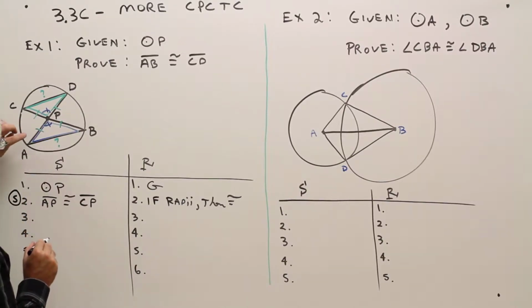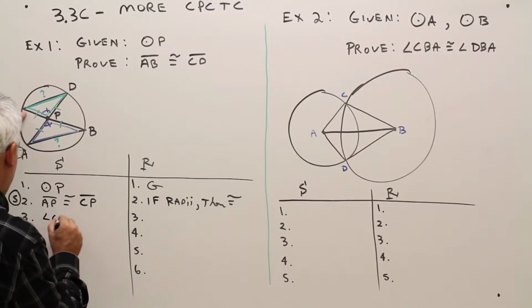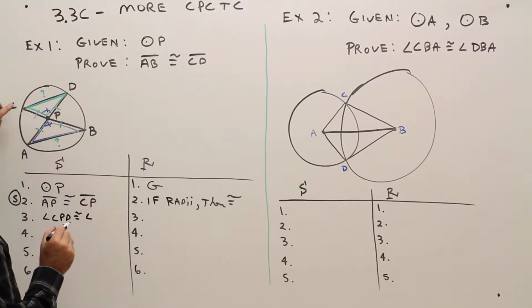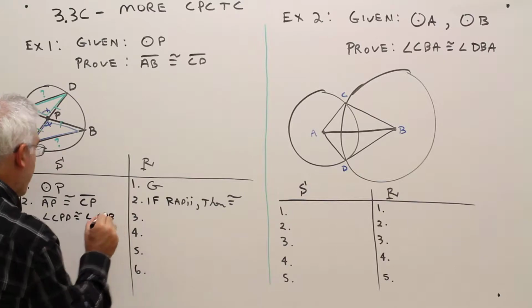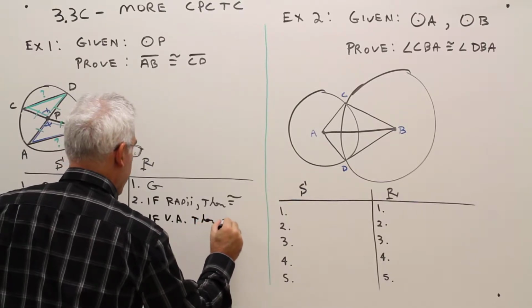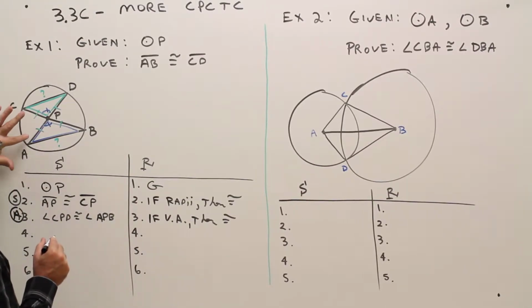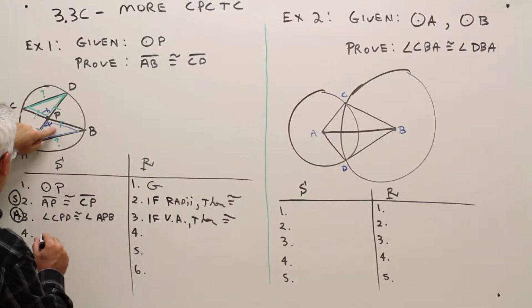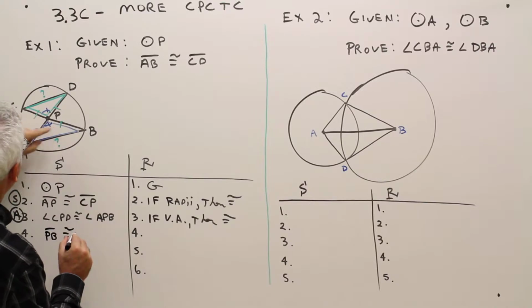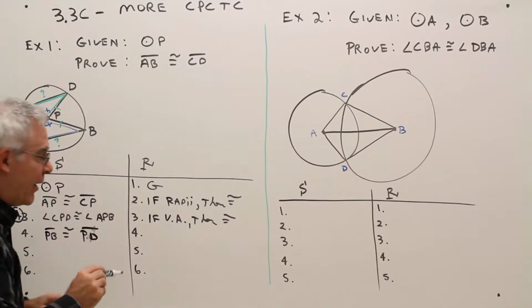Then for the angles, I'm going to get angle CPD congruent to angle APB. If vertical angles, then congruent. That would be the angle. And then I'll go back to the sides again with the radii. Most people would do it in the same step, but again, I wanted to spell out SAS. So I did AP to CP. Now I'll do PB to PD. Again, if radii, then congruent.